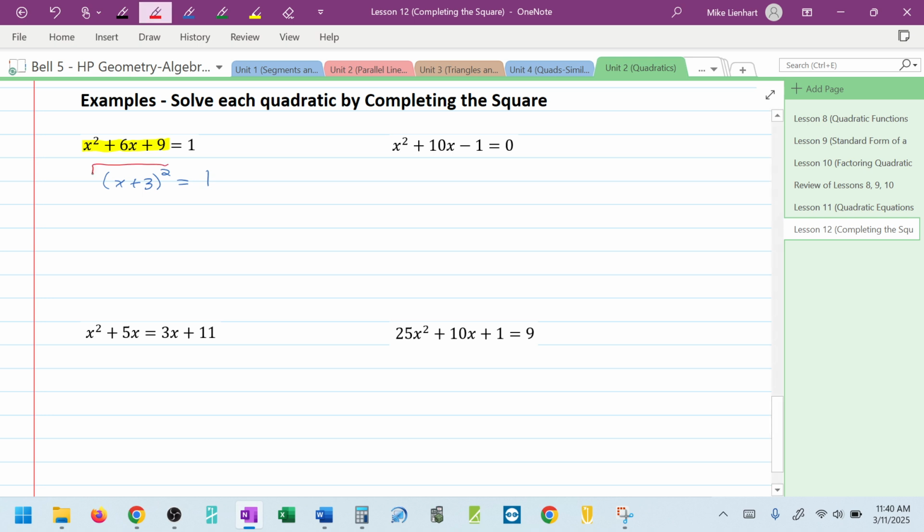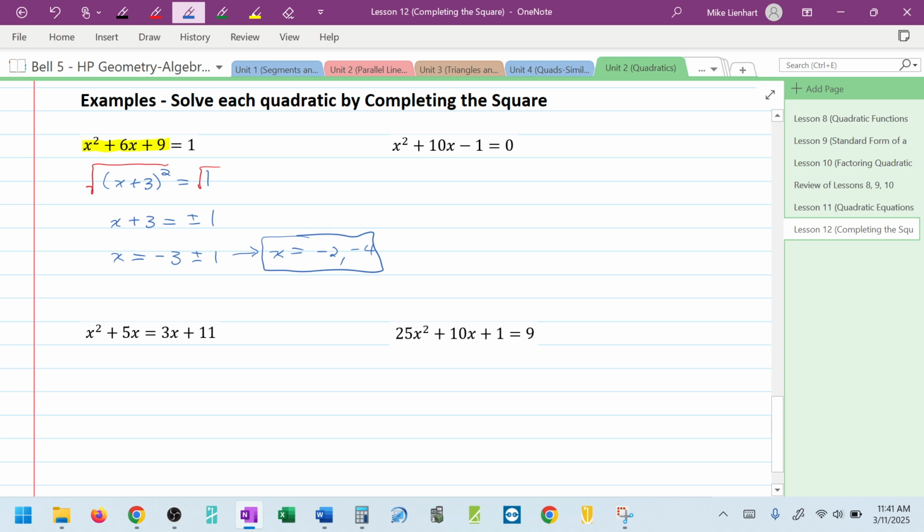So then how would I solve this? Square root both sides. And that leaves me with x plus 3 is equal to plus or minus 1. Or x is equal to negative 3 plus or minus 1. Which means x is equal to negative 3 plus 1, or negative 2, negative 3 minus 1, or negative 4.